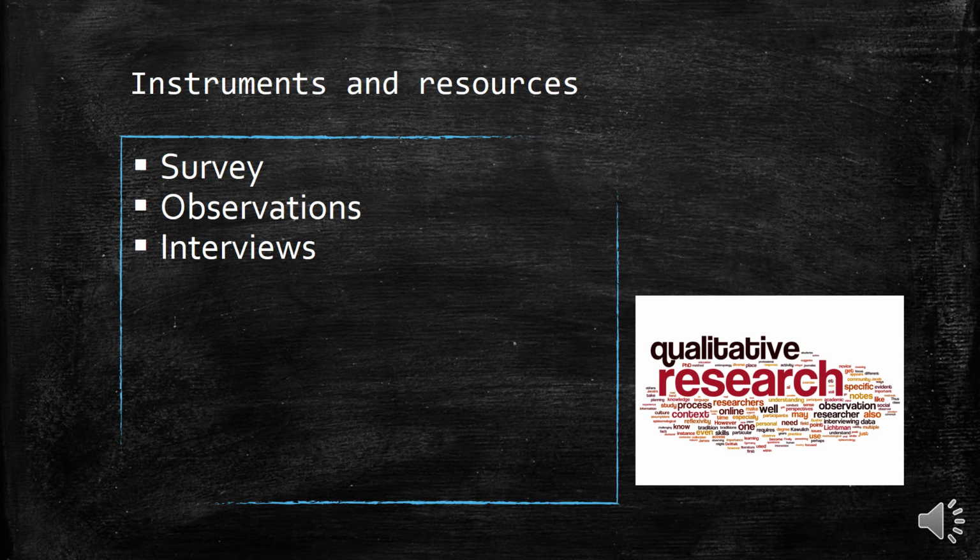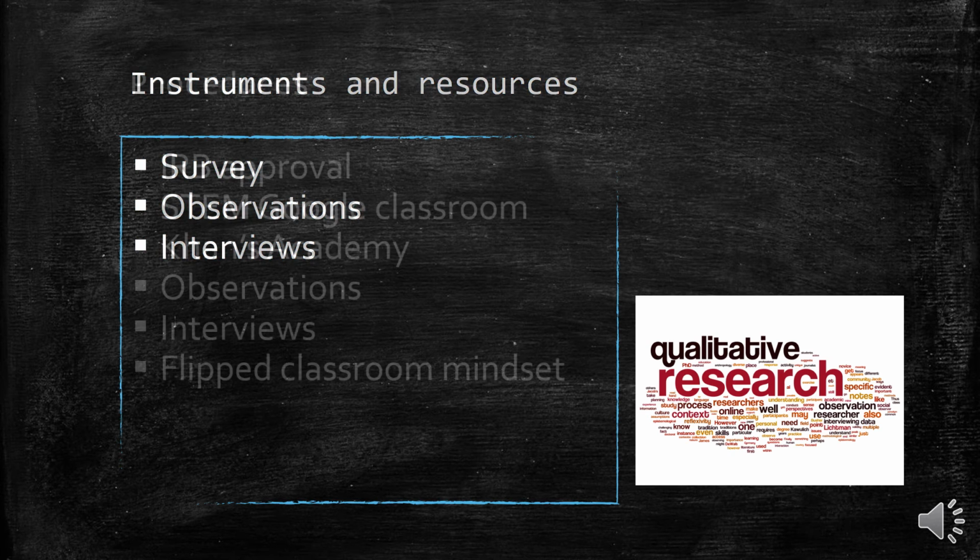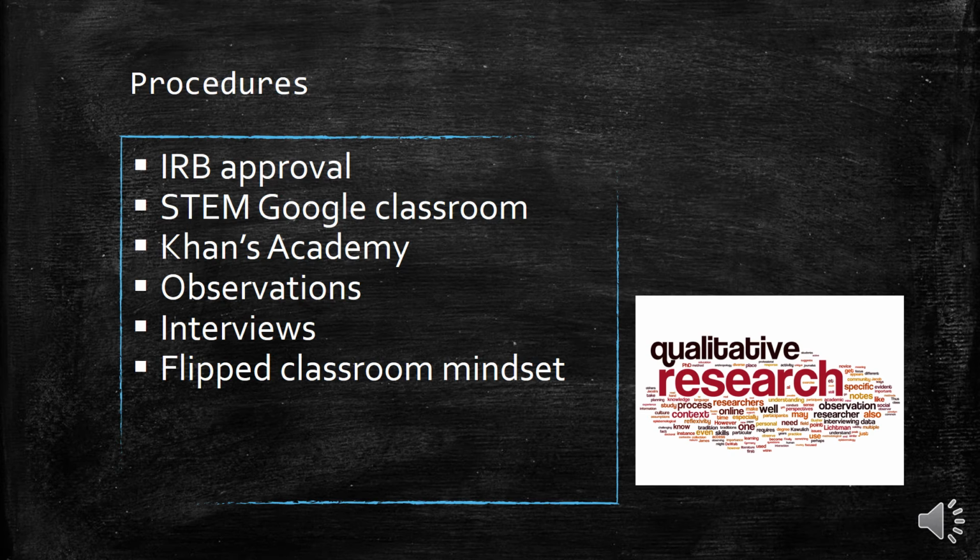Instruments and resources used in this study will be surveys, observations, and interviews. The procedures of IRB approval, STEM Google Classroom, Khan Academy, observations, interviews, and flipped classroom mindset will be implemented in the beginning, throughout, and in the end of the research process.